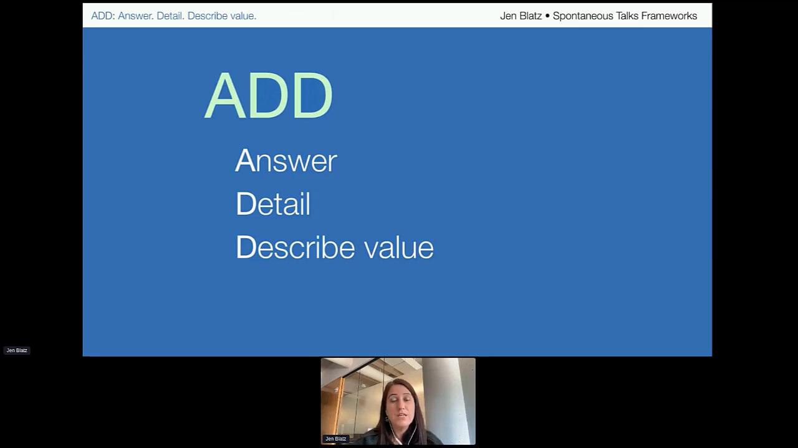D is to provide details. You can do this through an example. You can illustrate it with a little bit more detail. It's just enough context to say a little bit more than the answer. Try to paint a picture in their mind. And the second D is for describe value. And this is where you show the real impact of your answer. So I like this on-your-toes technique of answering questions because you do more than just answer it with a yes or no, but you illustrate it with an example and then you wrap it up by really describing the value.